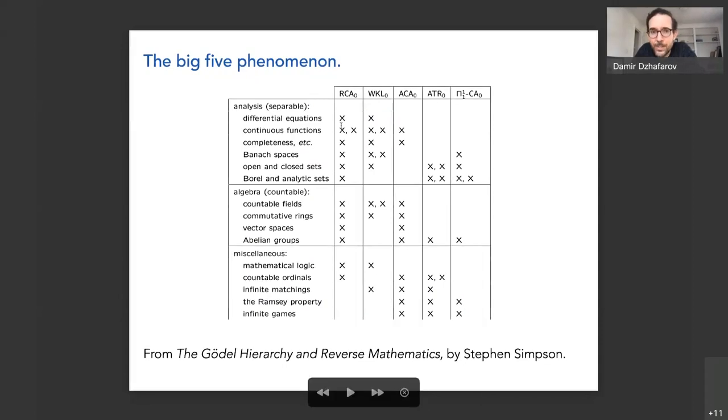This is illustrating that in all these different areas, there is a theorem of differential equations that is provable in RCA₀ and another equivalent to WKL₀. There is a theorem concerning continuous functions. There are two theorems provable in RCA₀, two theorems equivalent to WKL₀, one provable in RCA₀. This is a slide many years old, but it shows you some kind of distribution of theorems. I should say that this is quite outdated by modern standards.